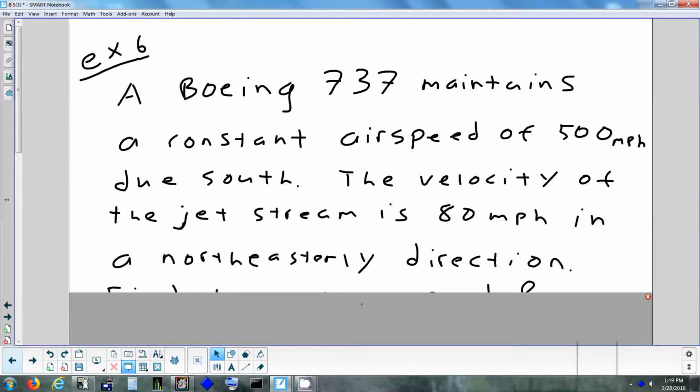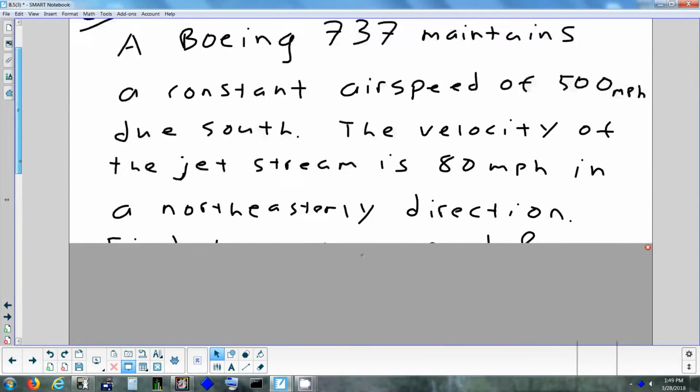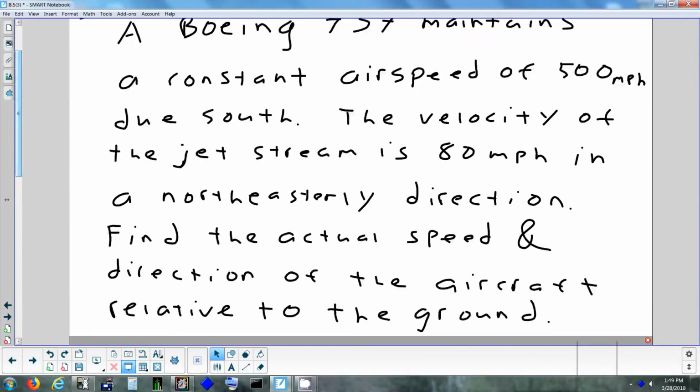Okay, the wind or the jet stream has a magnitude of 80 miles an hour, and the direction is northeast. Well, again, we have to turn northeast into an angle. If we can't turn it into an angle, we can't do this. Okay, so we've got to know the compass a little bit. So what I want to do is just find the actual speed. Don't worry about the direction, because we're not going to have enough time to do that. But I just want to know the actual speed of the plane relative to the ground.